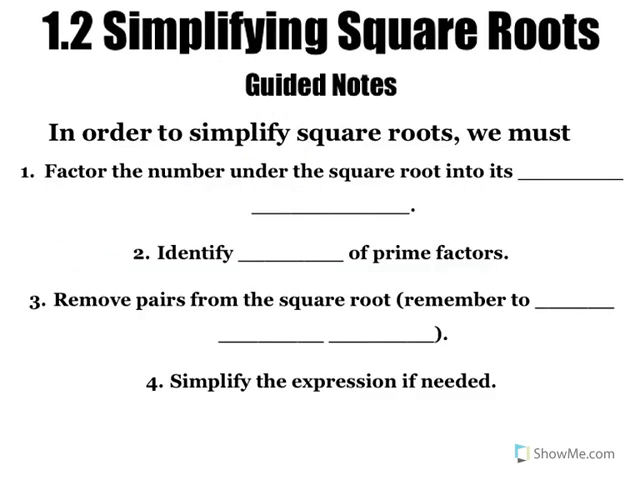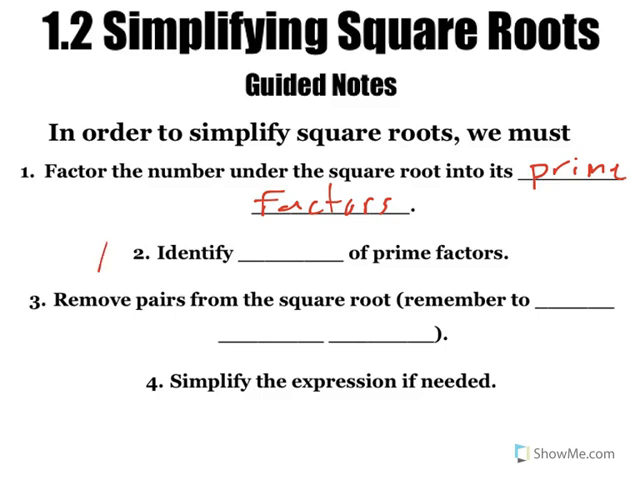So on the back side of your notes, just to wrap it up, in order to simplify square roots, here are our steps. The first thing is that we are going to factor the number under the square root into its prime factors. Or, as we noticed with the square root of 108, once you find a pair of numbers, you can stop your factoring at that point.